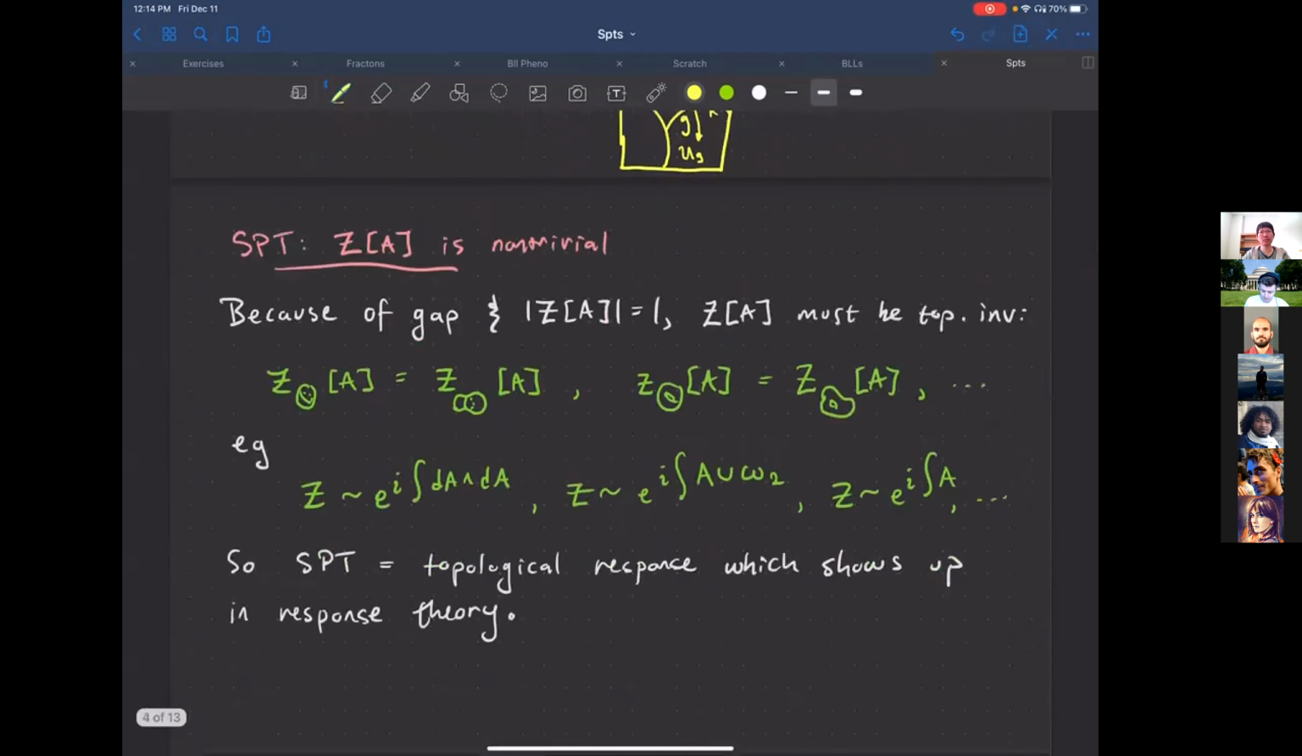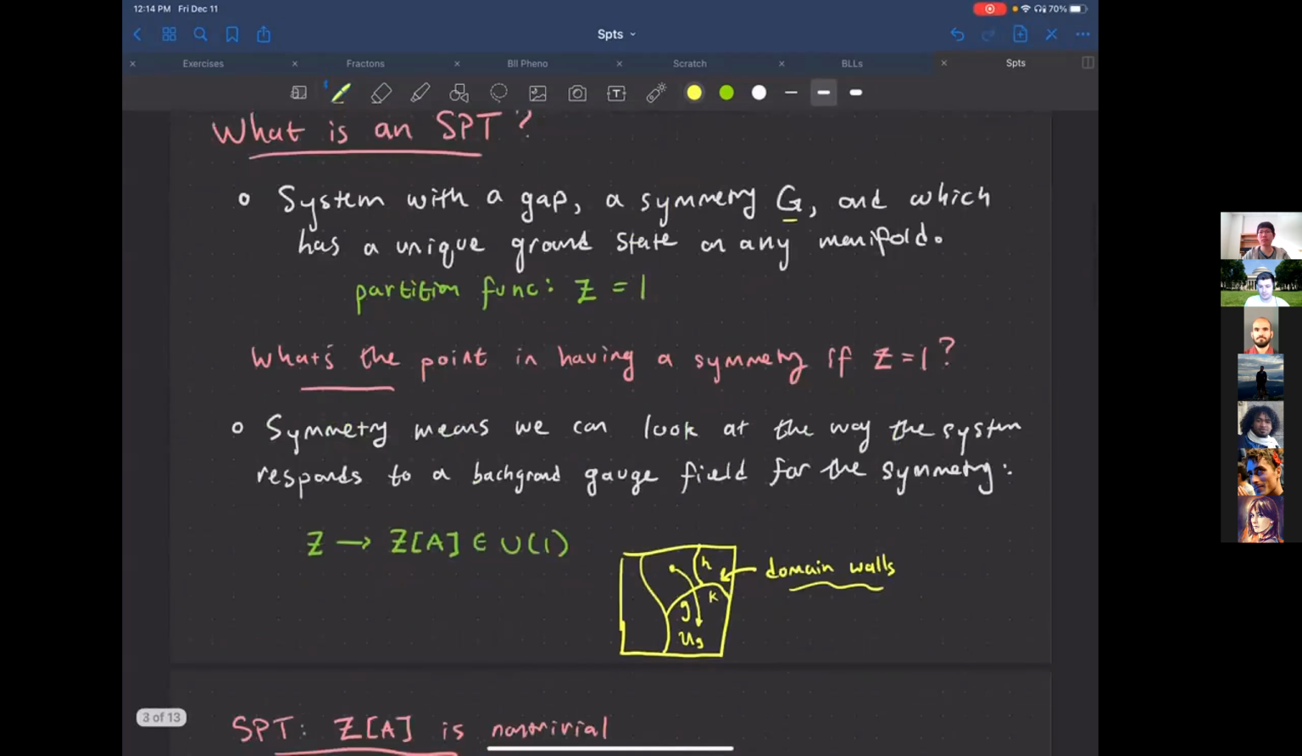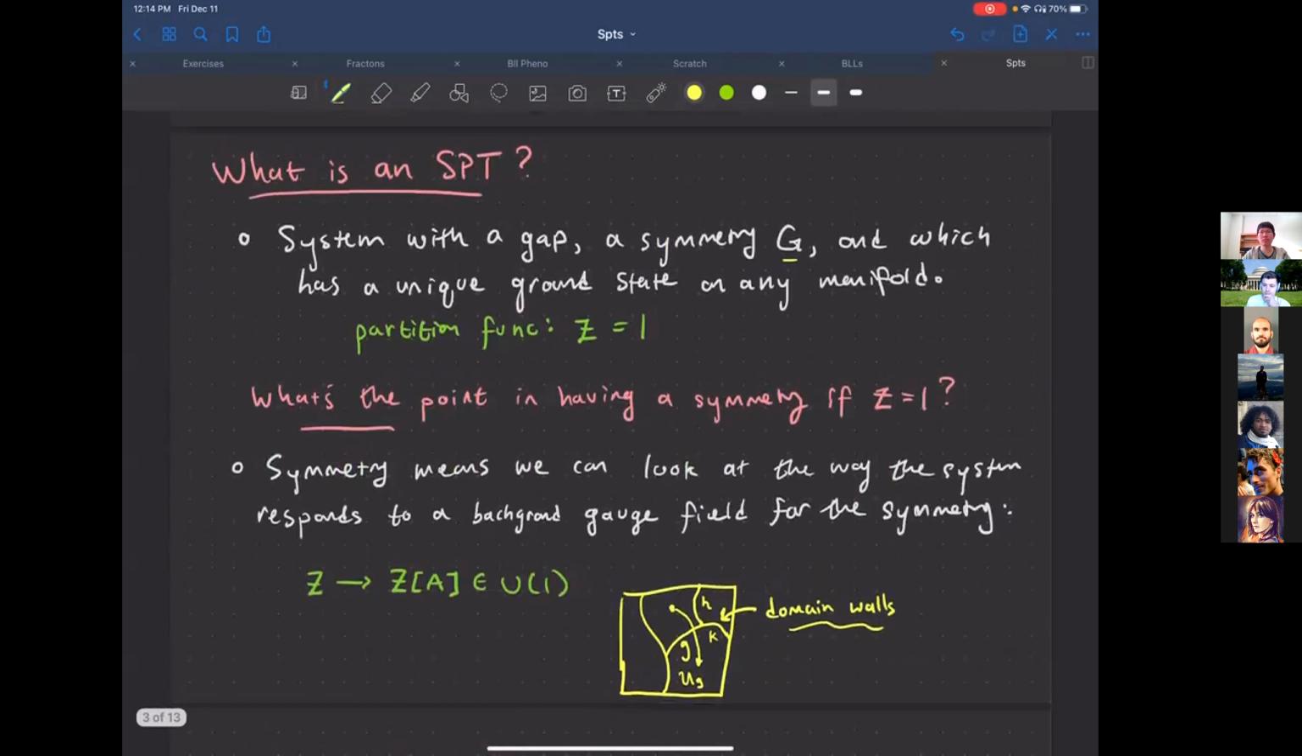Okay. Ethan, just one question. So what does it mean that the phase is non-trivial? So that you cannot gauge it away, or... Oh, what? So yeah.